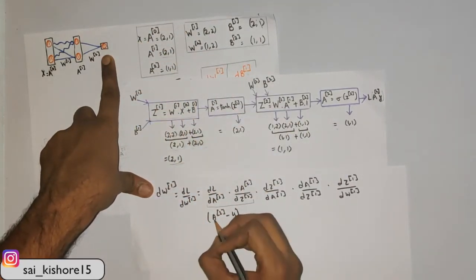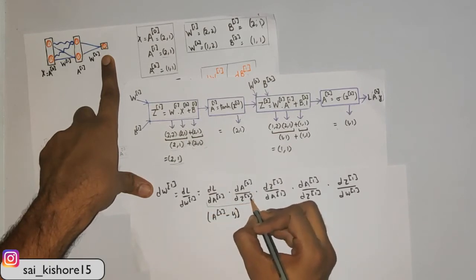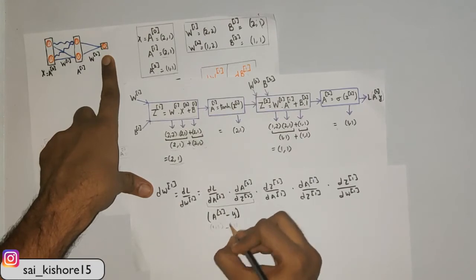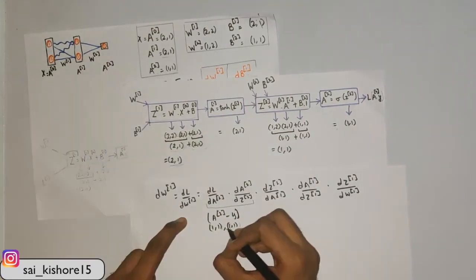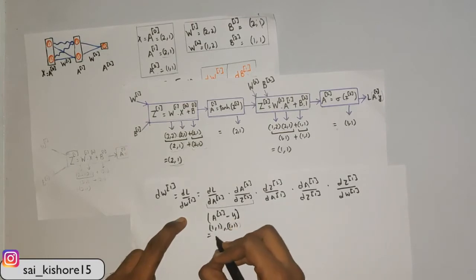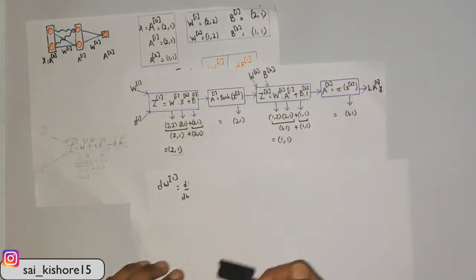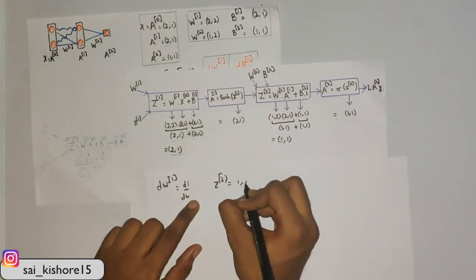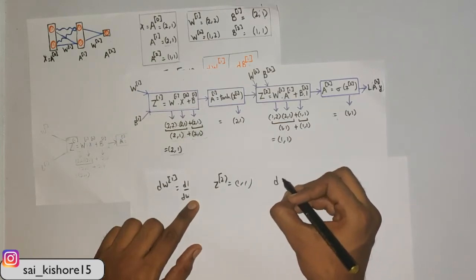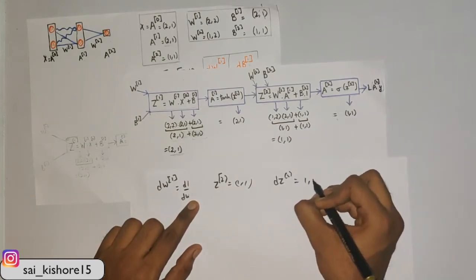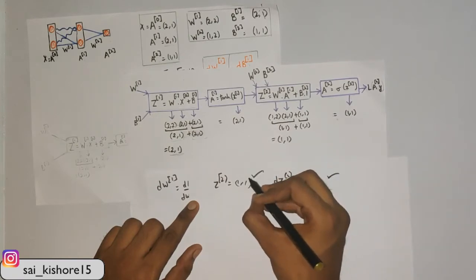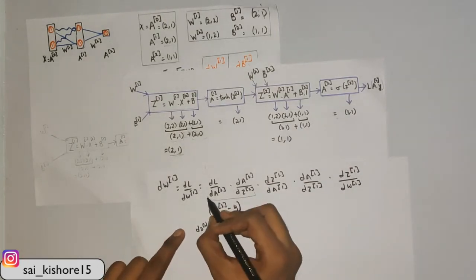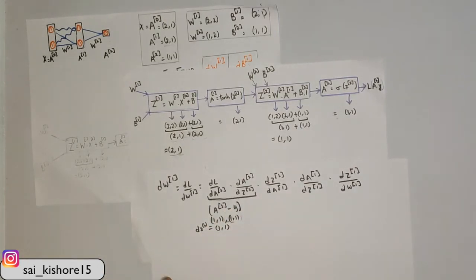Now we have a2 minus y, which is the derivative of z2. So it has this shape 1 comma 1 minus 1 comma 1. This gives you 1 comma 1. So z2 shape is 1 comma 1. dz2 shape is 1 comma 1. We have verified this. Now this portion is done. Let's go to the next portion.